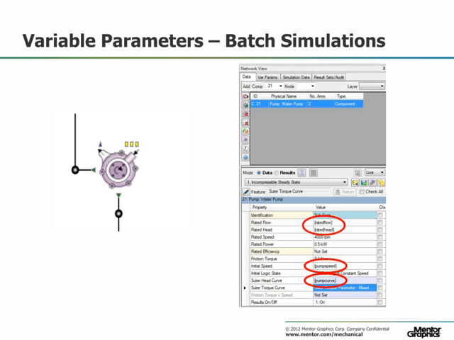To add these variables, a user needs only to use the square brackets in any of the data fields and type a meaningful name between those brackets. In this specific study, only the pump's data will be varied between simulations. But once created, a variable parameter can be used for the same parameter in any number of different components in the network.